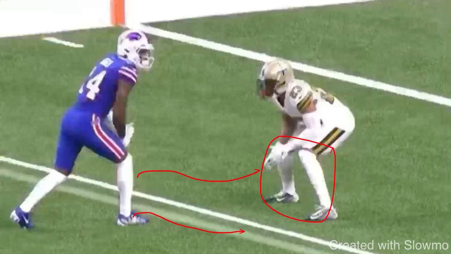Because if you attack an inside shade DB, what's his responsibility? Not to give up the inside. So if you attack him inside, he's going to keep the inside. You want to attack where he doesn't have help. He's in inside leverage because he doesn't have safety help over the middle. So let's threaten him there. Let's try to move him off the platform. So that's how you guys would run this comeback.